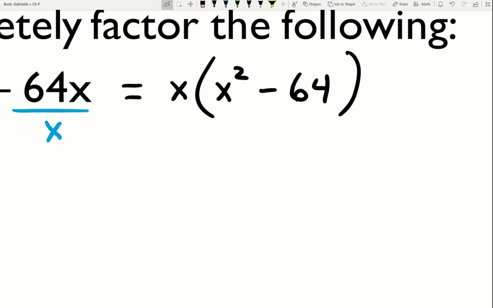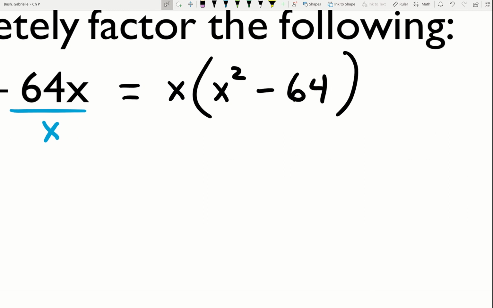Well, one of the things that jumps out to me in these leftovers is that I was left over with 64, which I just know is one of those perfect square numbers. And so I might notice that what I've got going on is the difference of two squares in my leftovers, and that's something that we have a special formula to be able to factor, okay?